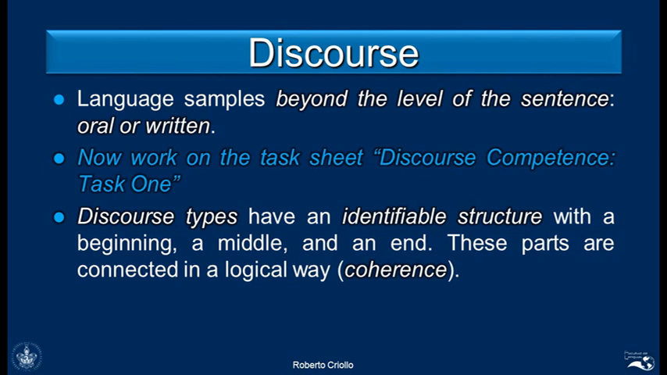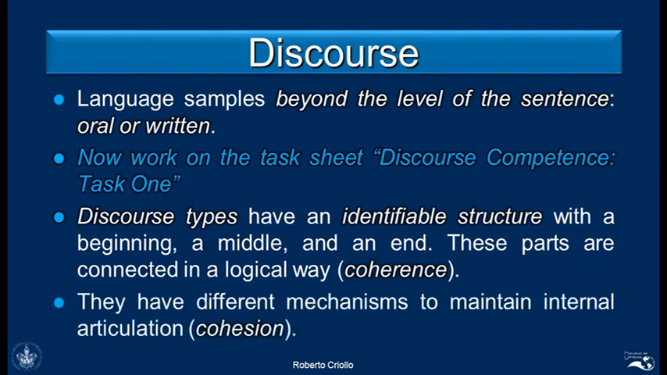Second element related to discourse is that the text or the discourse types are connected in a logical way. We call this coherence. So this means that there is a logical flow of the information within our discourse. And the second element is cohesion, because in this case there are also some mechanisms that are used in order to maintain the internal articulation of the text.